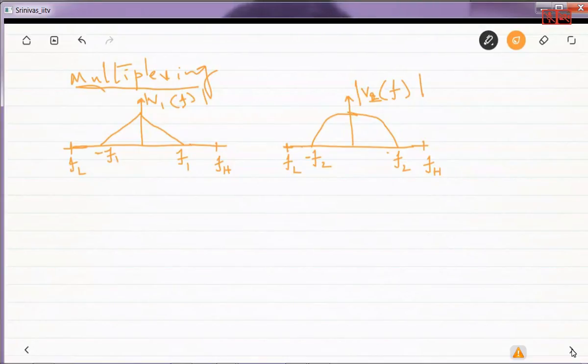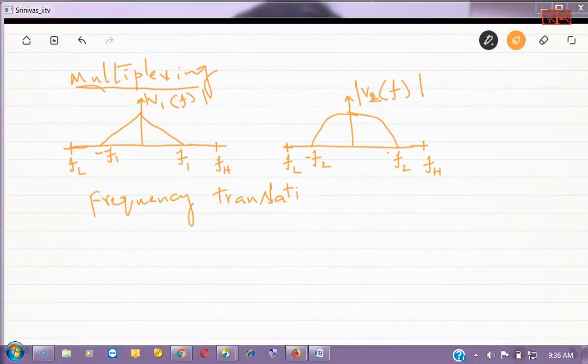As I was just saying, if I send these two signals as they are without any frequency translation, they interfere with each other. So what does frequency translation do? Let us do the frequency translation of these two signals. When we do this, it will be something like this.